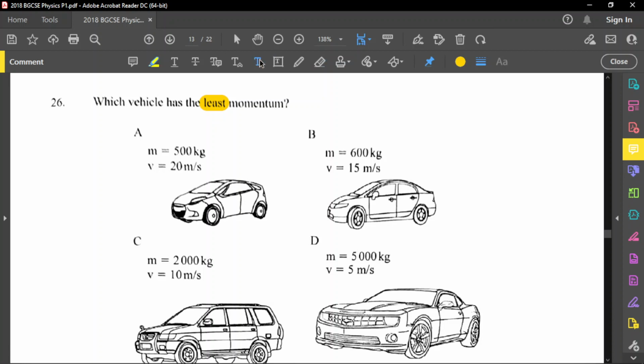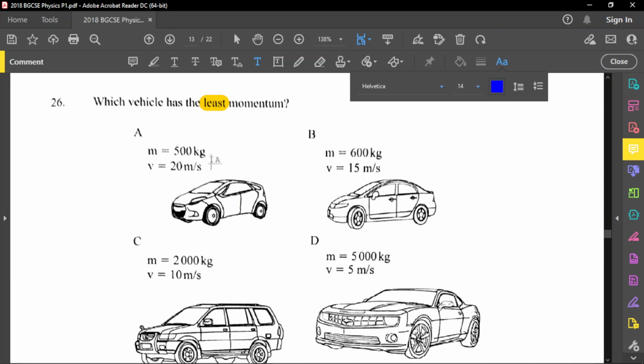If we multiply 500 by 20, because momentum is, again, mass times velocity, as we talked about earlier, 500 times 20 gives us a value of 10,000. So there's going to be 10,000 there. 600 times 15, that is 9,000. Let me put the comma there so you can see the values differently.